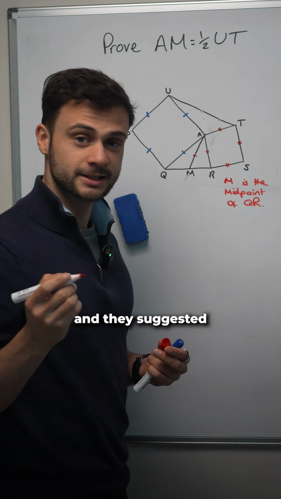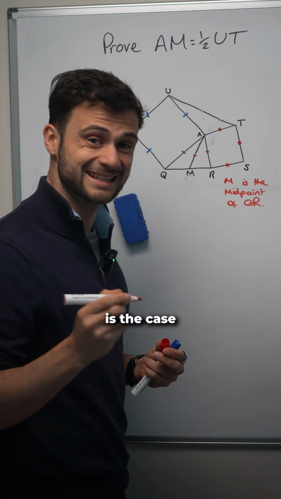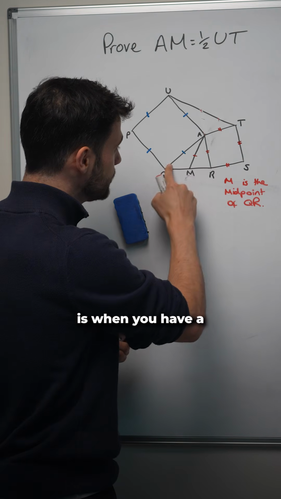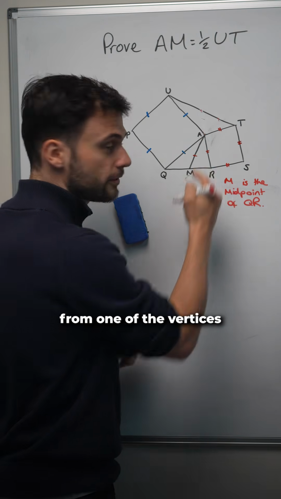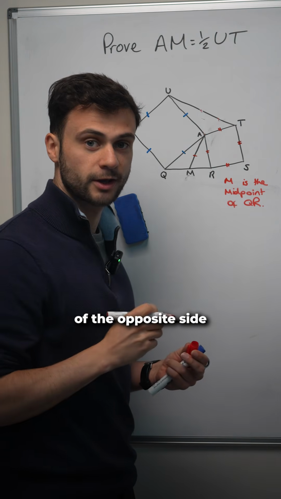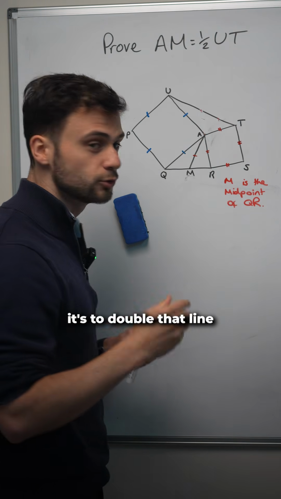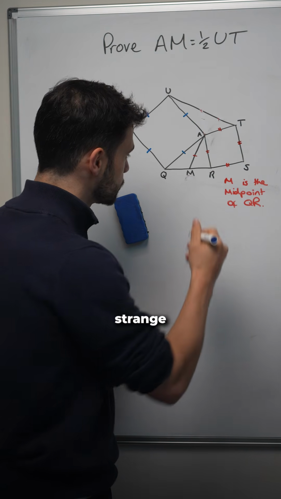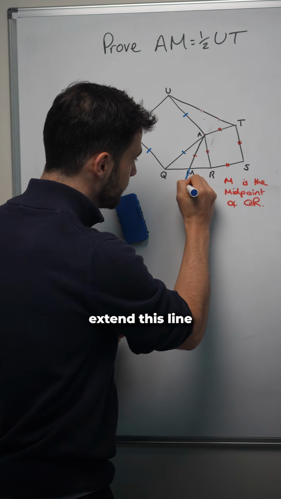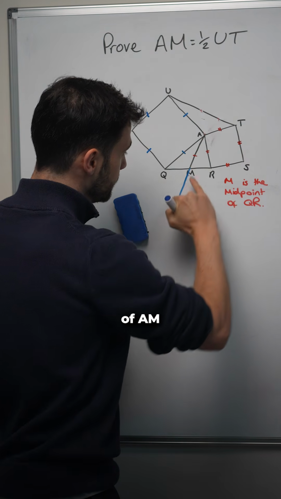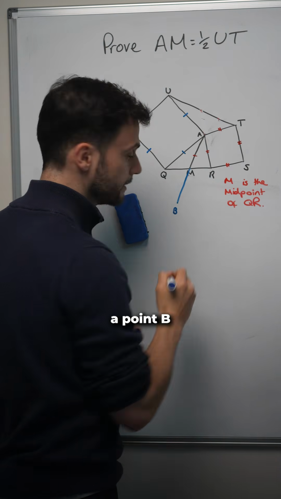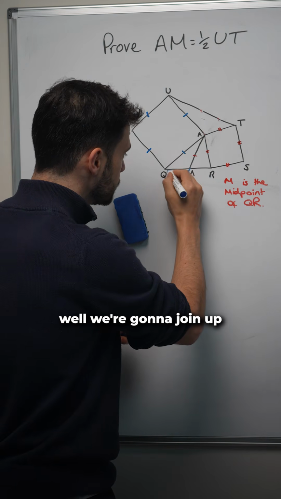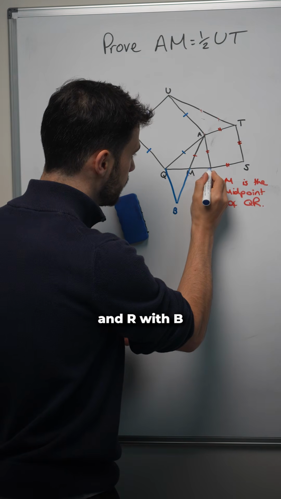And they suggested that what often is the case in these types of problems is when you have a triangle with a line from one of the vertices to the midpoint of the opposite side, it's to double that line. And this might sound strange, but we're going to extend this line so it's the same length of AM, but from M to, say, a point B. Why on earth would we do that? Well, we're going to join up Q with B and R with B.